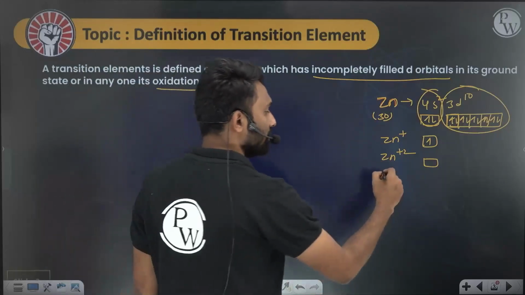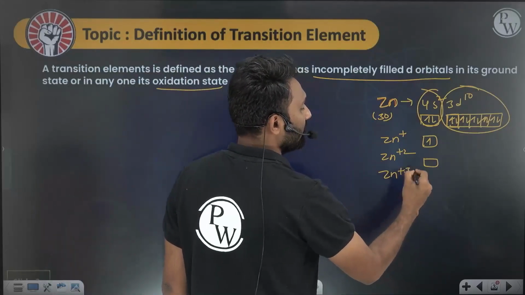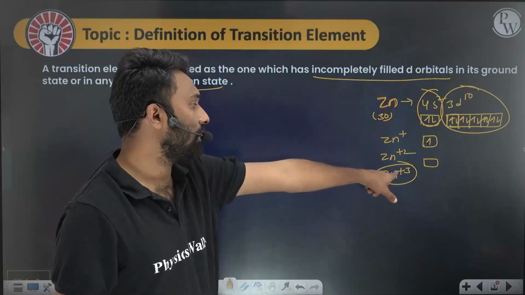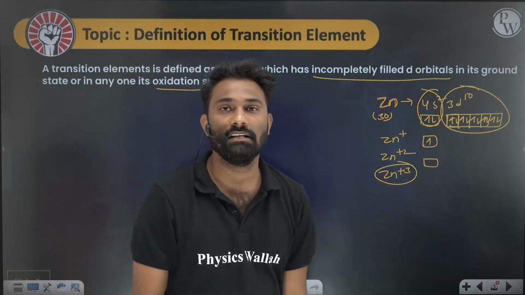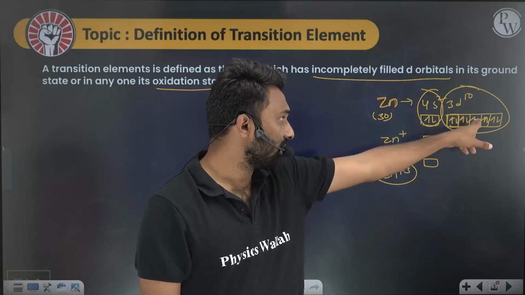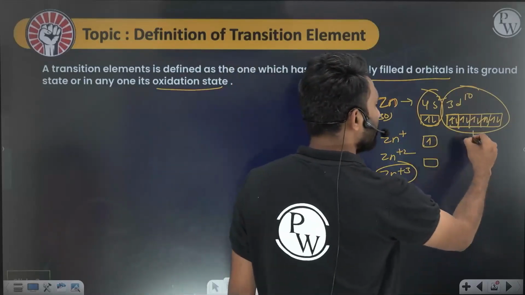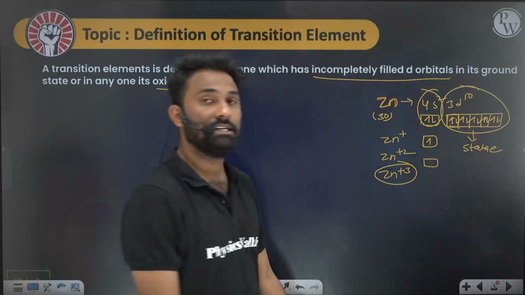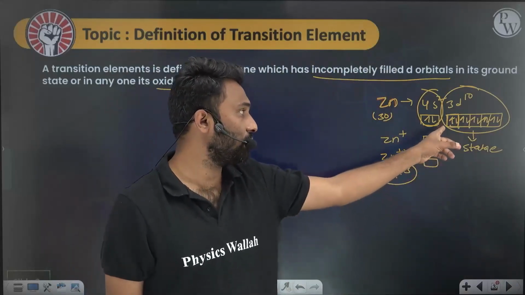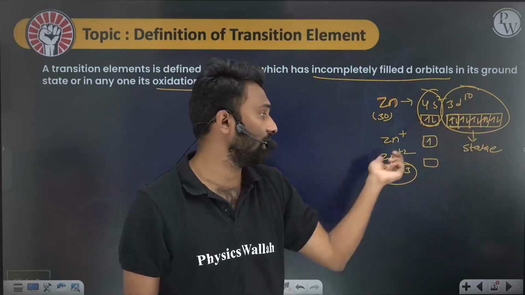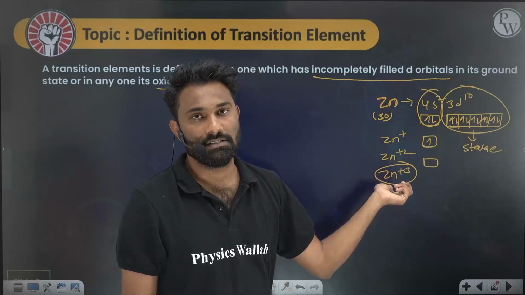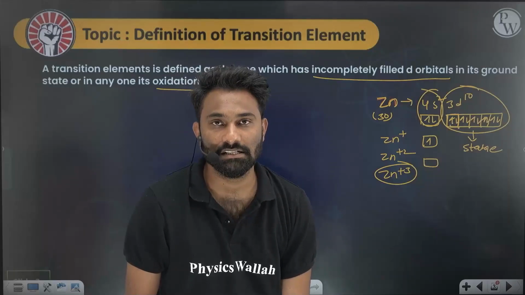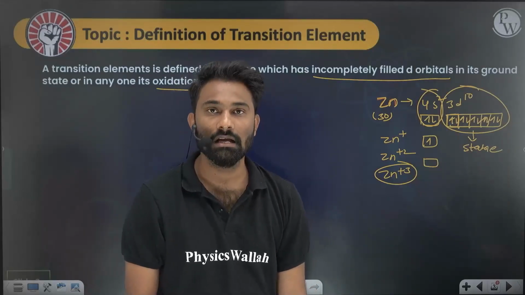But for Zn3+, zinc will not show the +3 oxidation state. This d10 is a stable electronic configuration. If you remove one more electron it will become d9, so it will not show the Zn+3 oxidation state. That's the reason zinc is not a transition element.